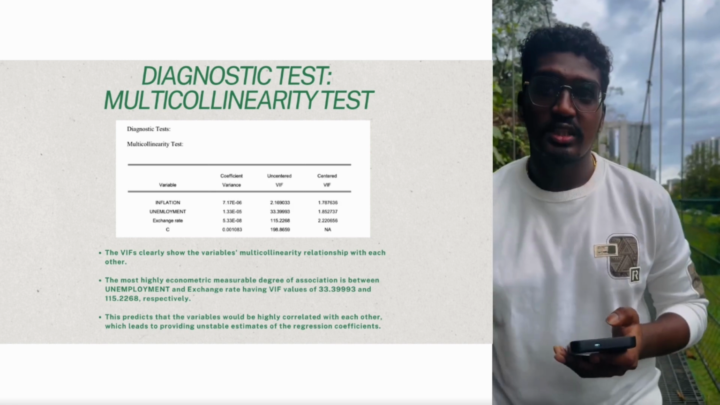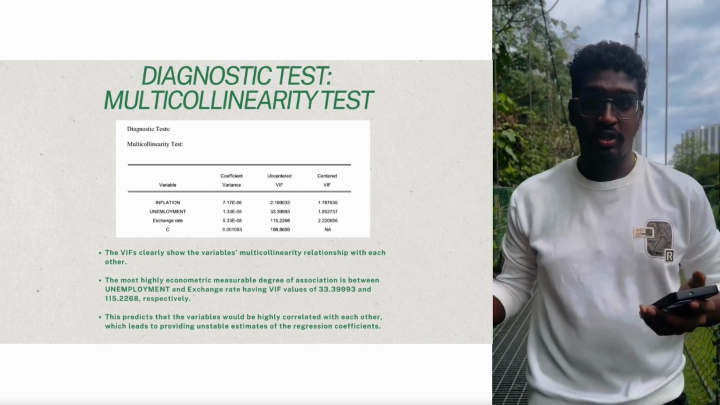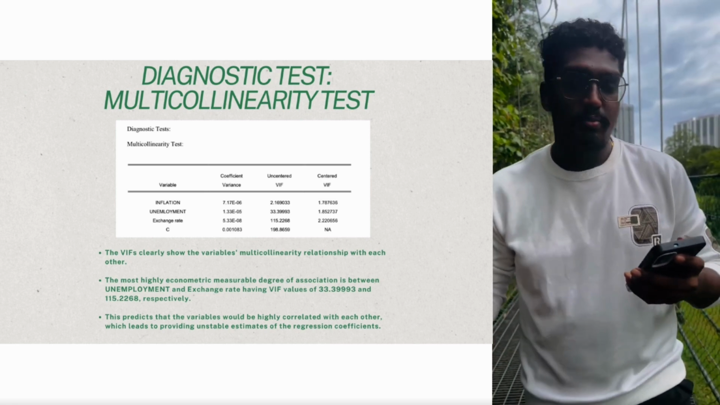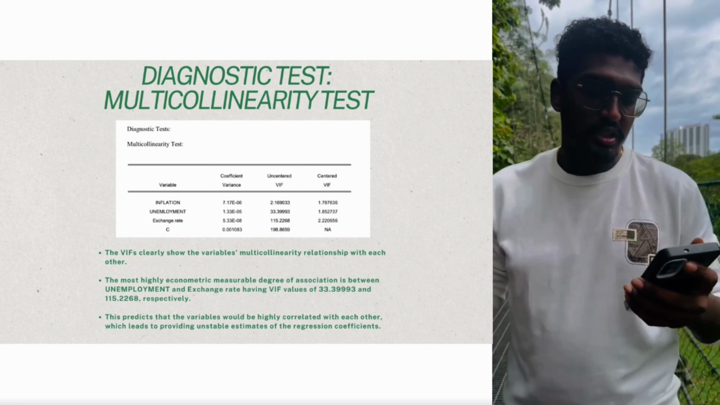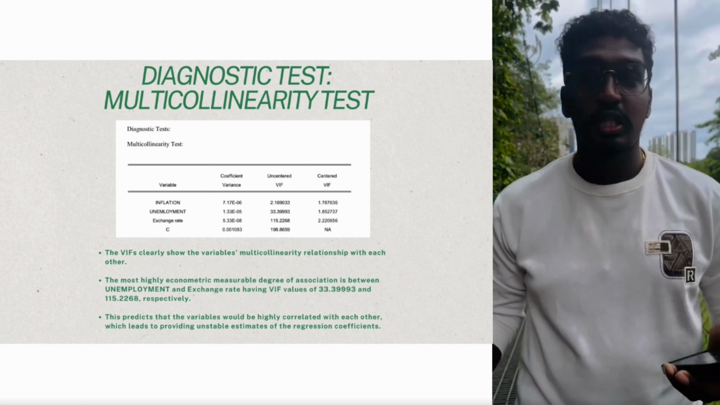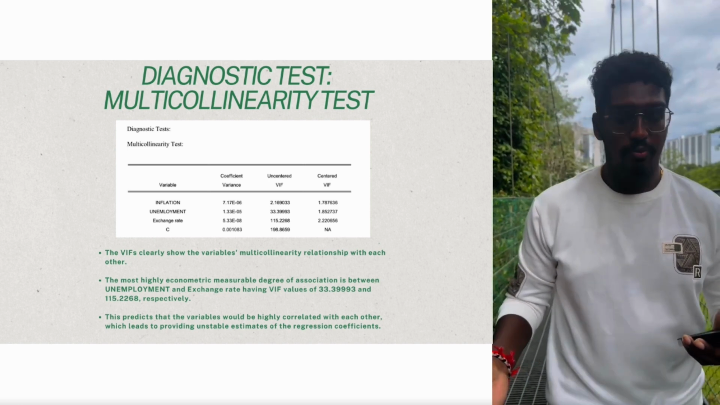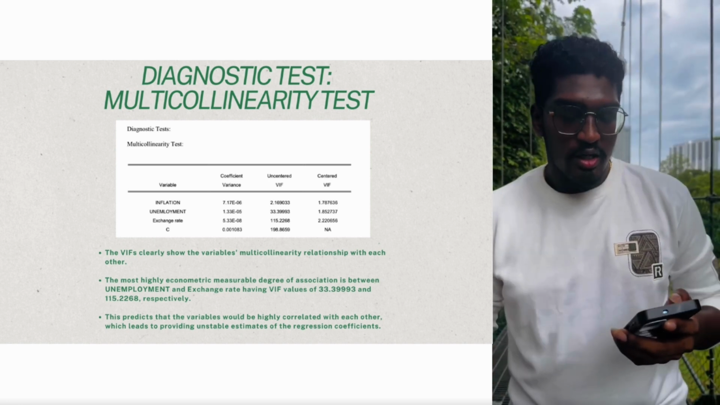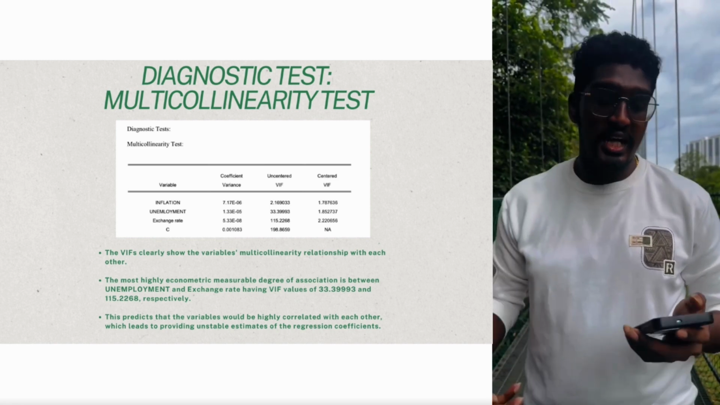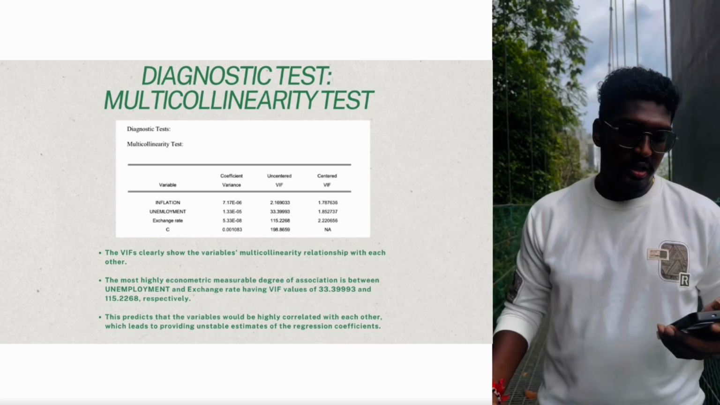the multicollinearity test, where the VIF clearly shows the variables have a multicollinearity relationship with each other. The highest degree of association is between unemployment and exchange rate, having VIF values of 33.3993 and 115.2268 respectively. This predicts that the variables are highly correlated with each other, which leads to unstable estimation of the regression coefficients.